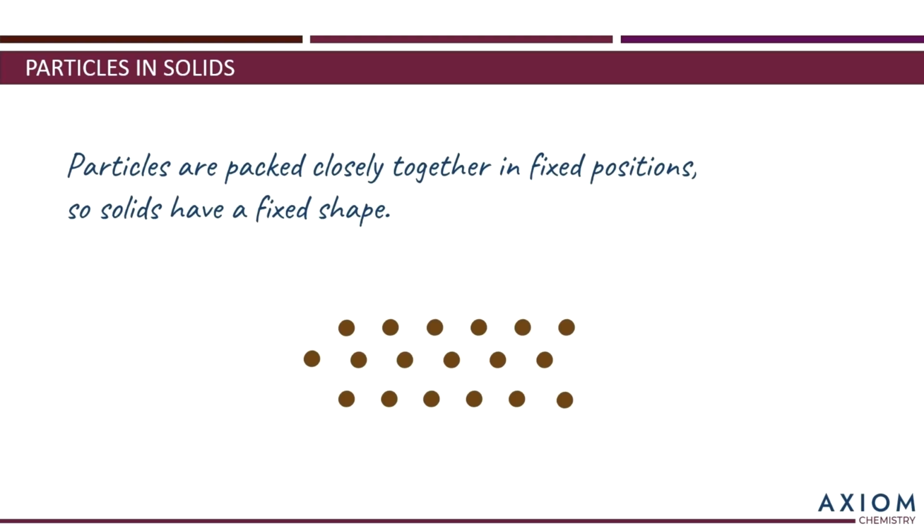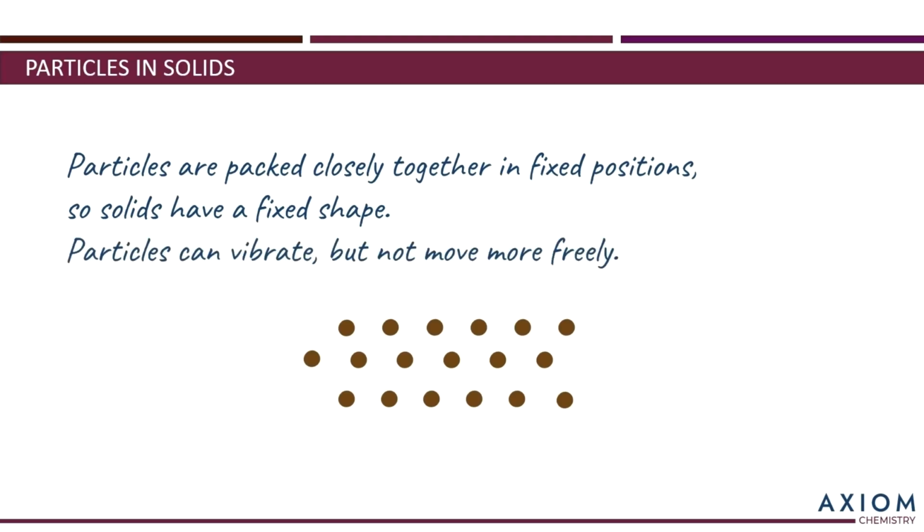However, these particles do move. The particles can vibrate, but they can't move more freely. So they move something like this. Note that they're always vibrating around a fixed central position with no overall movement with respect to other particles. Let me show you that again. You can see that they're just moving around their fixed central positions. So that's how particles are arranged and how they move in a solid.